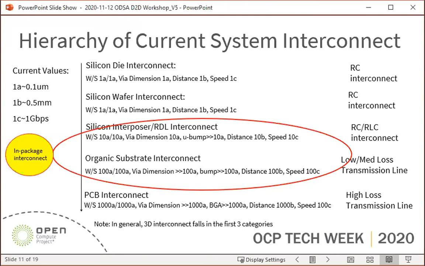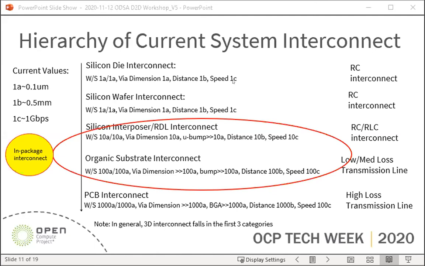We can start from the silicon die. From the viewpoint of interconnect, what's important there is basically the width and space of copper lines. I use the notation 1A and 1A. Usually we can use the same width and space, and the via dimension is also very similar to the minimum line and space. The distance here, 1B, is the distance between repeaters. Very often we use repeaters, unlike PCB interconnect, where we use SerDes and retimed interfaces. And the other one is speed, which we will call 1C.